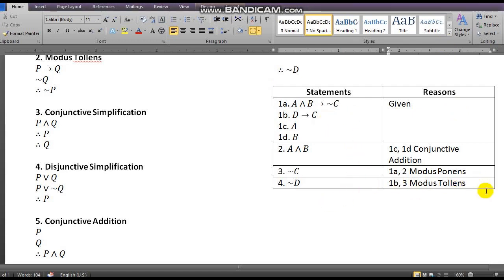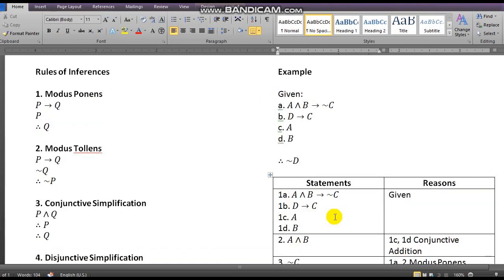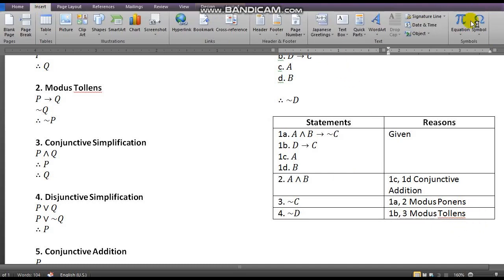So that's the statement that we're going to use, since we have 1B right here and 3 is not C. So we're just going to reverse it. Now that we arrive at not D, we've shown that not D is a true statement. So we're going to have our tombstone here to indicate that we are done.